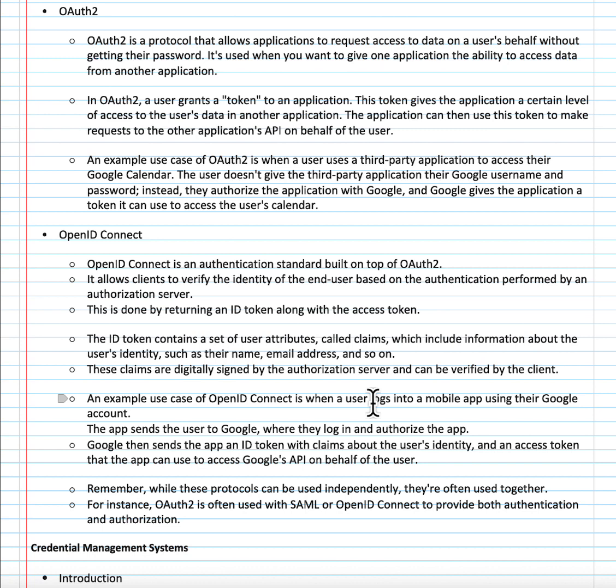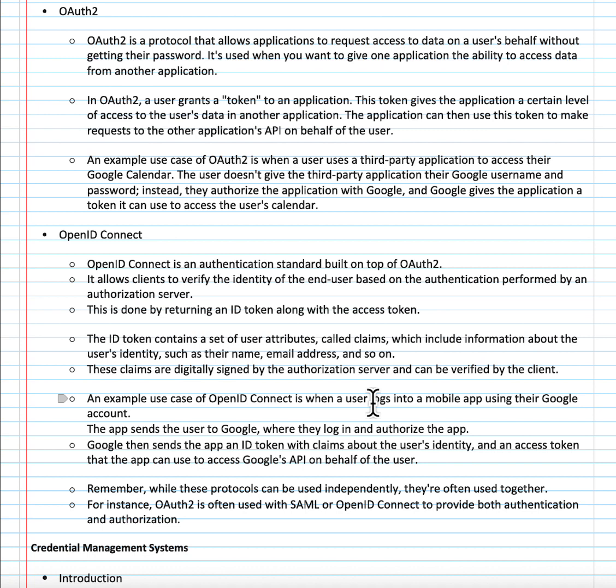Like we mentioned, tokens tied to OAuth, assertions tied to SAML. Those are key. I've said it a couple times, so hopefully you pick up on that. The ID token contains a list of user attributes. They call these claims. So you've got claims, you've got tokens, and you've got assertions. Again, more terms, getting confusing. These include information about the identity, such as their name, email address, and so forth. So this gives OAuth that SAML capability, for lack of a better way of explaining that. These claims are digitally signed by the authorization server and can be verified by the client.